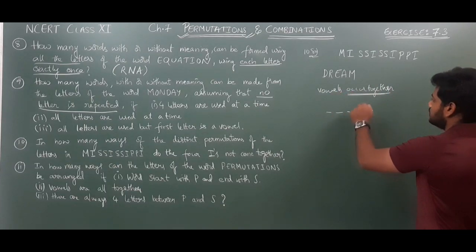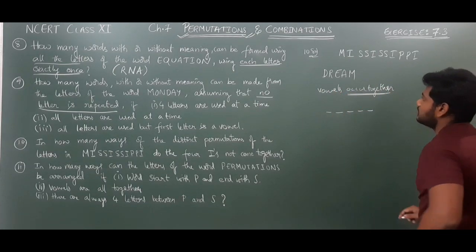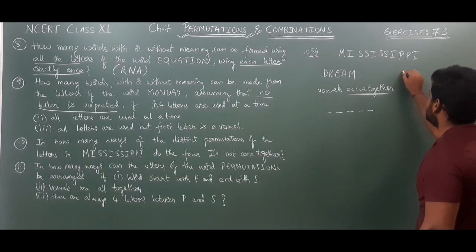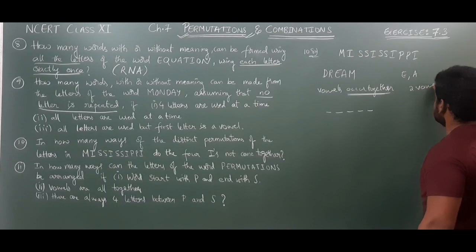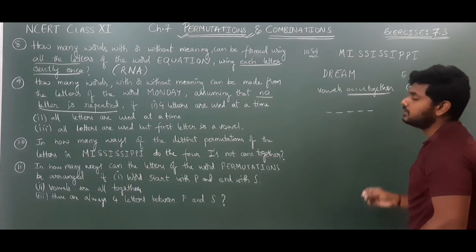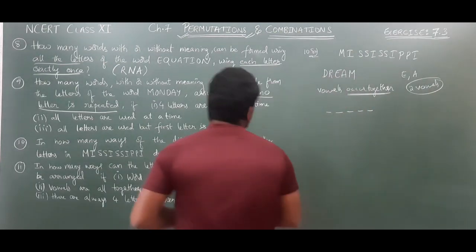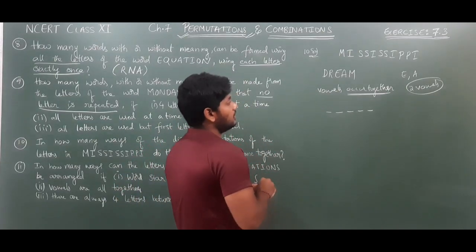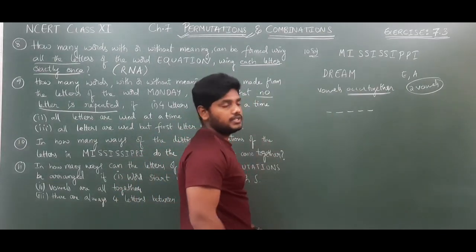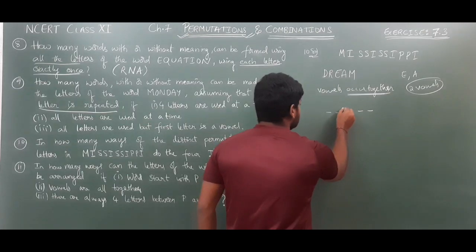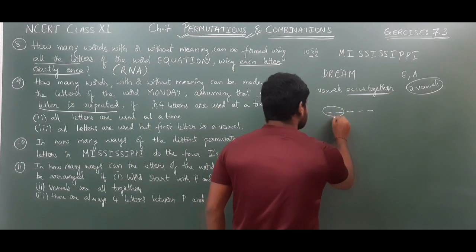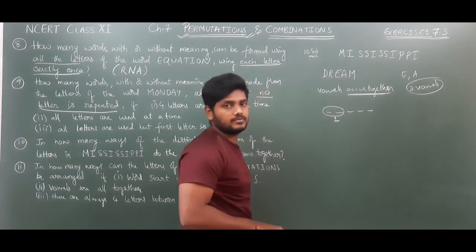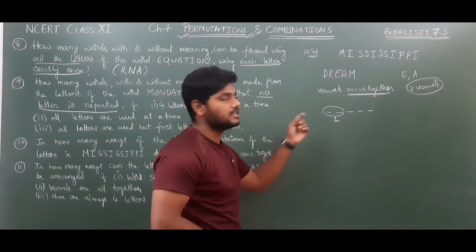We need the vowels to occur together. How many vowels are there? First we need to identify. So E and A. So we have 2 vowels. They said vowels should occur together. So vowels should occur together means, how many vowels are there? 2 vowels. That means 1 and 2. Those 2 places we need to consider as one place.